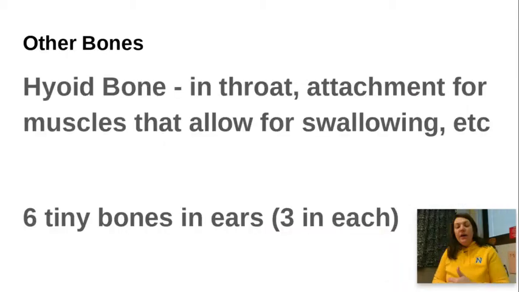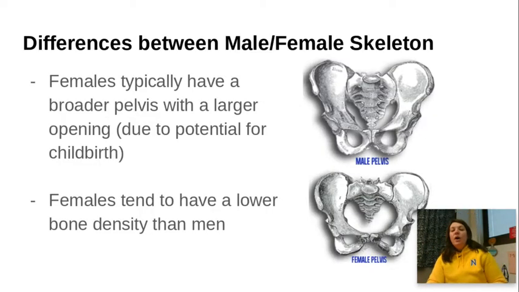Okay, now let's talk about the difference. There's one big difference between the male and female skeleton, and that is the pelvis. And this kind of makes sense, right? Because women are built for childbearing and childbirthing. So our pelvis has to be a little bit wider in order to allow that to occur. So females typically have a broader pelvis with a larger opening, and that allows for childbirth. So you'll notice here, this is the male pelvis. There's no space here. Whereas down here, there's tons of space, which allows for the childbirthing process.